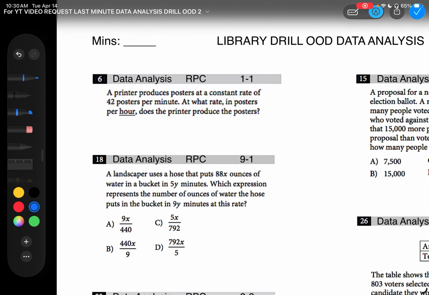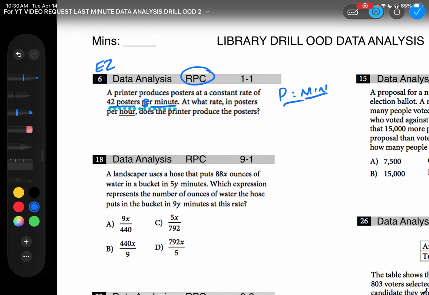All right, one of the concepts that's being tested is going to be ratios, proportions, and conversions. This is question number 6, which means that it's easy. You see, you're hitting your questions, you understand where you are in the test. Now, if it's easy, let's see how easy this is. A printer produces posters at a constant rate of 42 posters for every minute. Immediately, you have to recognize you're dealing with a ratio. That is posters to minutes.